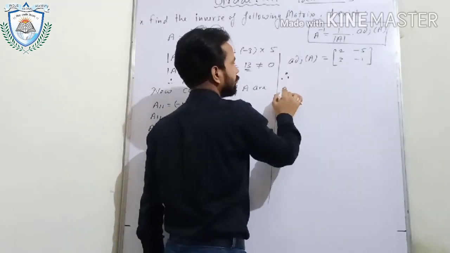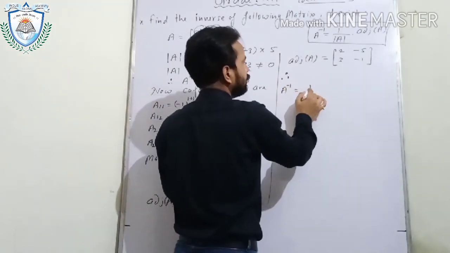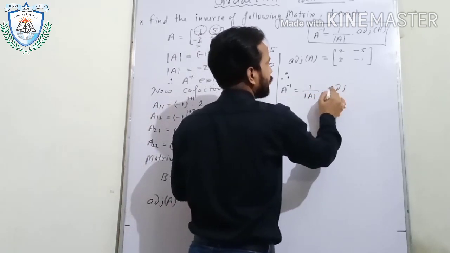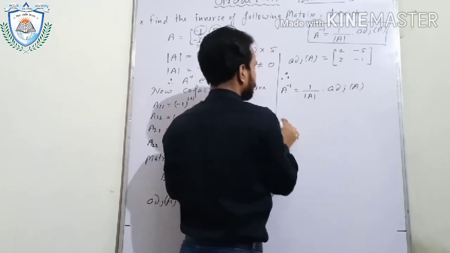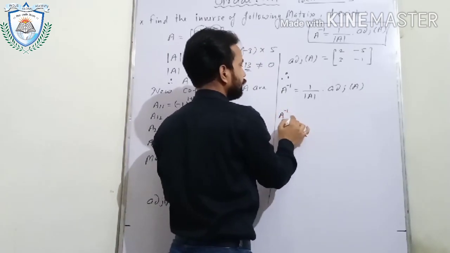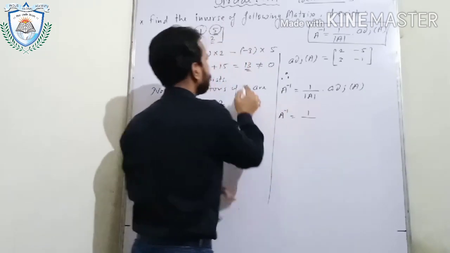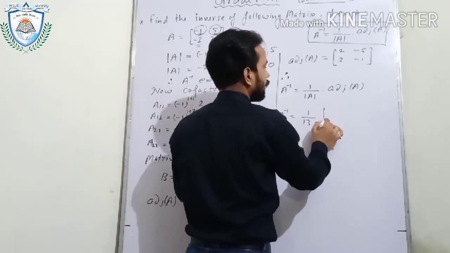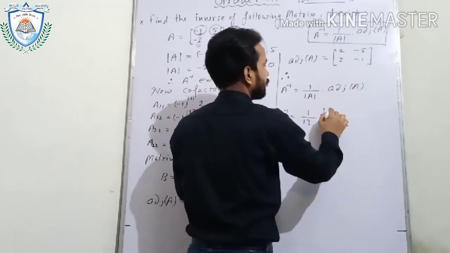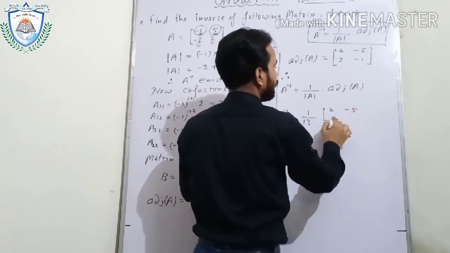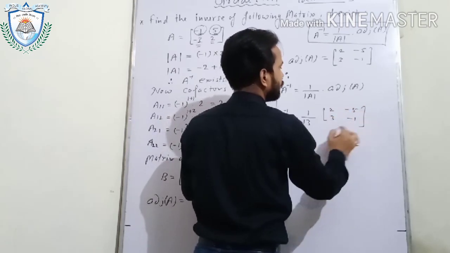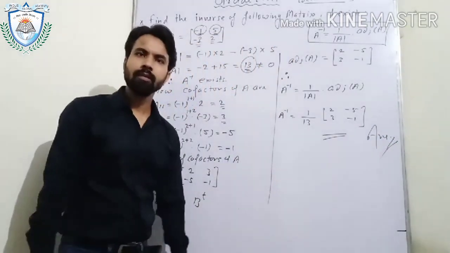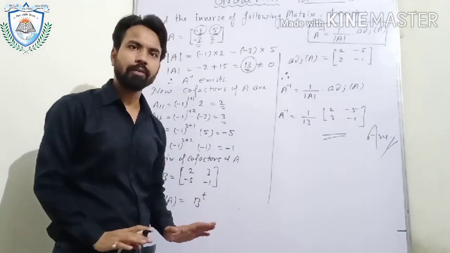Now we can find out A inverse. Hence, A inverse equals 1 upon determinant of A into adjoint of A. So beta, A inverse equals 1 upon determinant of A, which is 13, into adjoint of A, which is 2, minus 5, 3, minus 1. So this is our answer. Clear? Understood? Hope it is clear to everyone.